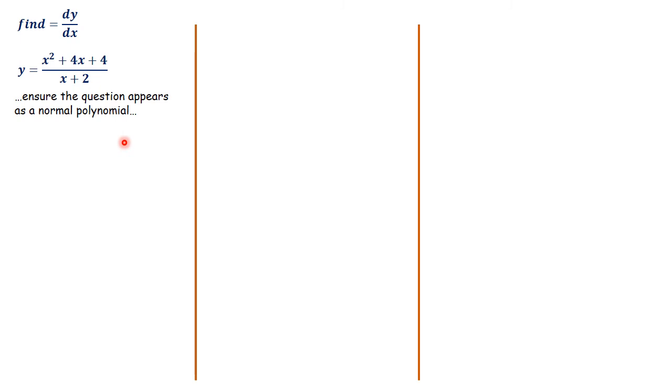For this particular level, therefore, a student is supposed to transform this one to ensure that the question appears as a normal polynomial. And that means, first of all, realize the numerator is a perfect square, x plus 2 times itself. The denominator remains the same way it is, so we can cancel out. Just divide that way, you get this function here reduces to y is equal to x plus 2. Differentiate the way we have done in the previous examples. The change in y with respect to x will be 1. And I think that's simple.